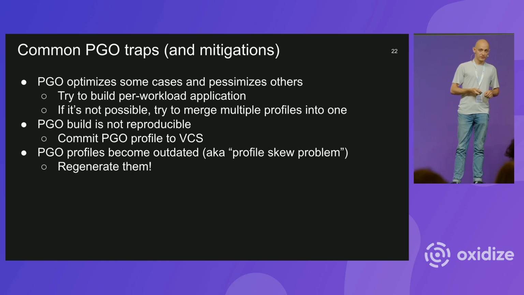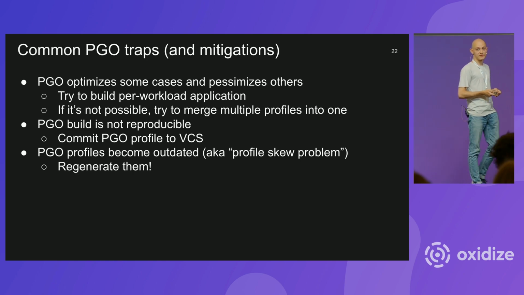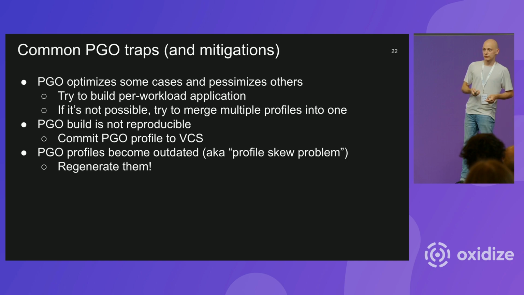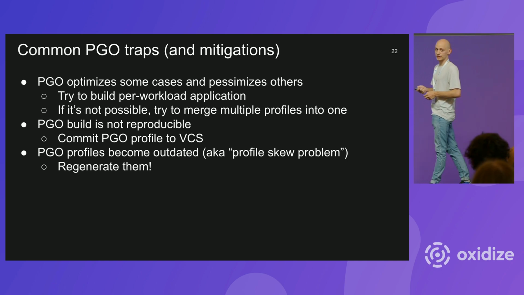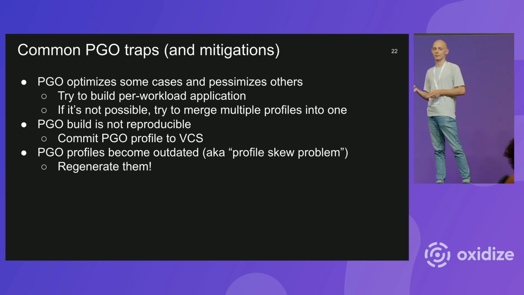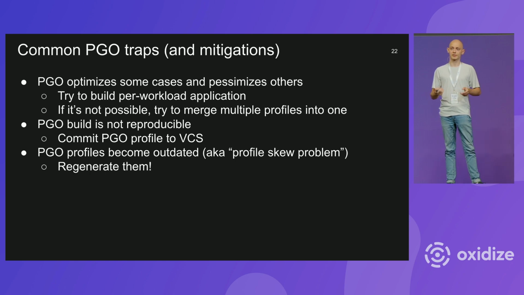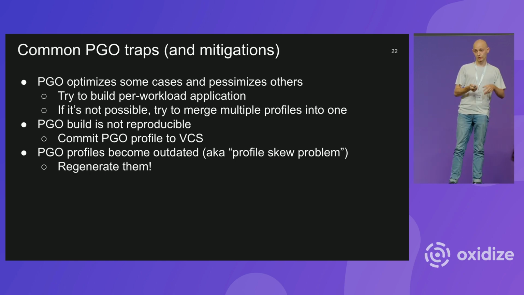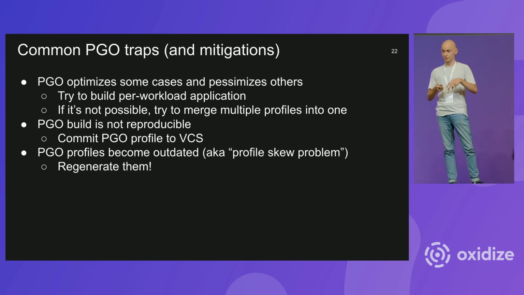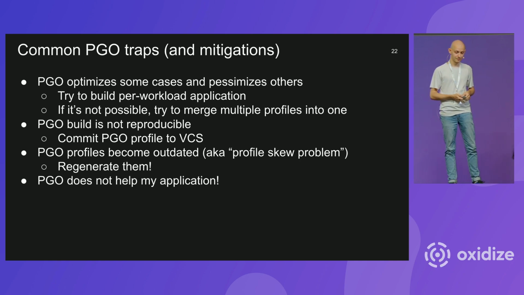How to resolve it? Just regenerate PGO profiles with some frequency. Each commit, each week, each month, whatever you want. It depends on multiple variables like frequency of how your code is changed and so on. You need to implement the PGO regeneration strategy on your own.